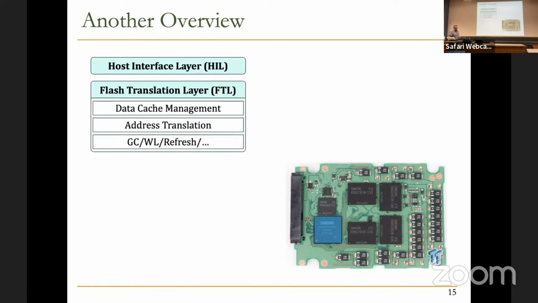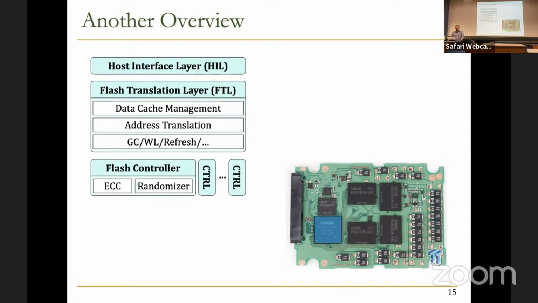In addition to that, we also have the FTL, the flash translation layer, which has a lot of important duties like data cache management, address translation, garbage collection, wear leveling, refreshing, and so on and so forth. We're going to learn about the different jobs of the FTL in this lecture.